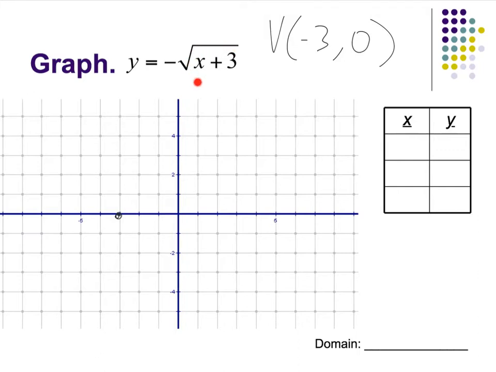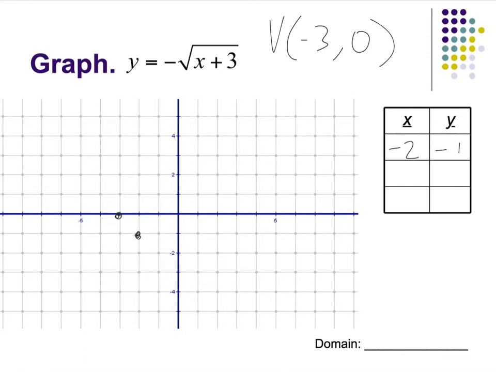Well, what can I do in here? Meaning, what can I plug in for x to make the inside be 1? If I plug in negative 2 for x, negative 2 plus 3 is 1. That's a perfect square. What's the square root of 1? It's 1. But don't forget about this negative, so I end up with negative 1. So negative 2, negative 1, which is right here.